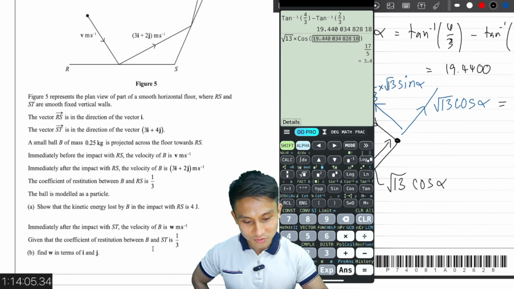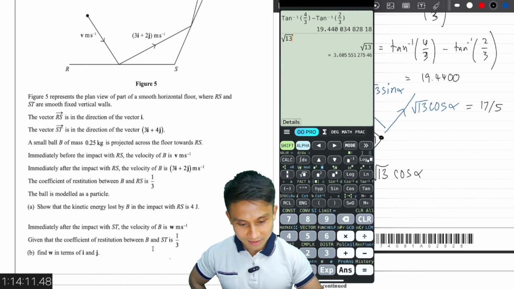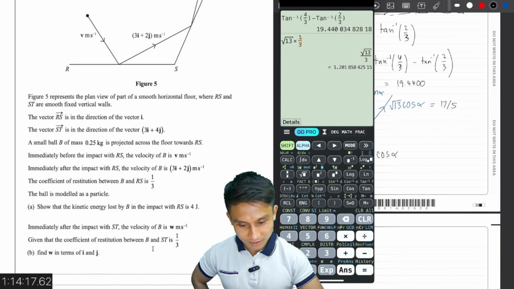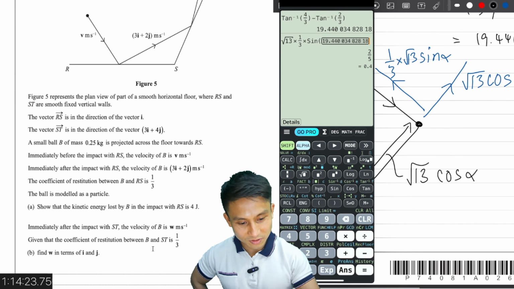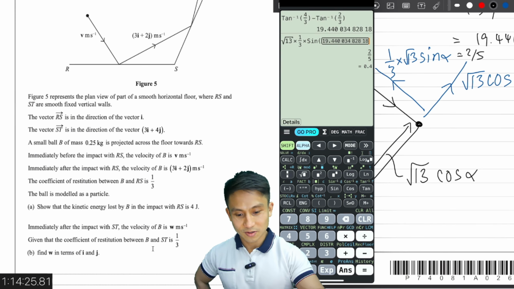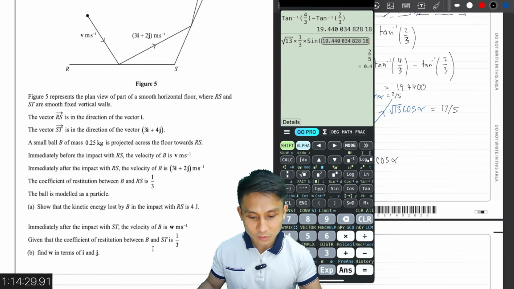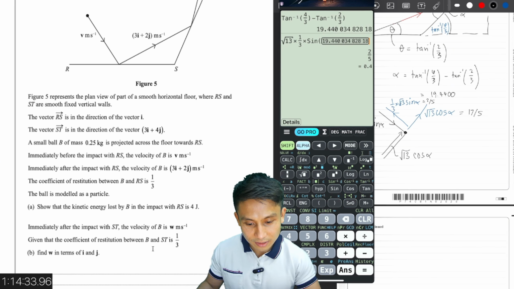Okay, so I should do that with the sine alpha as well, right? So I should clear this first. Somehow we can simplify that. Okay, so times 1/3 times sine of answer. Yes. So this is 2/3. Okay, so that should make sense at least. Wait, hang on. Yeah, okay.